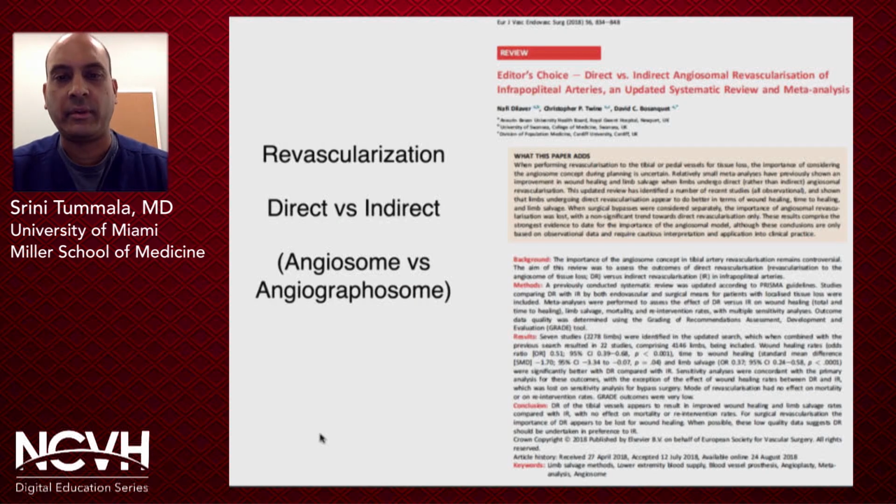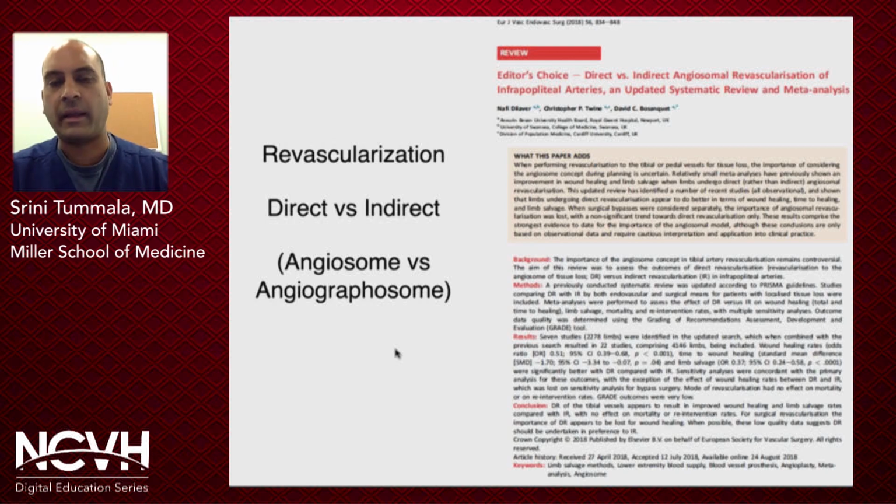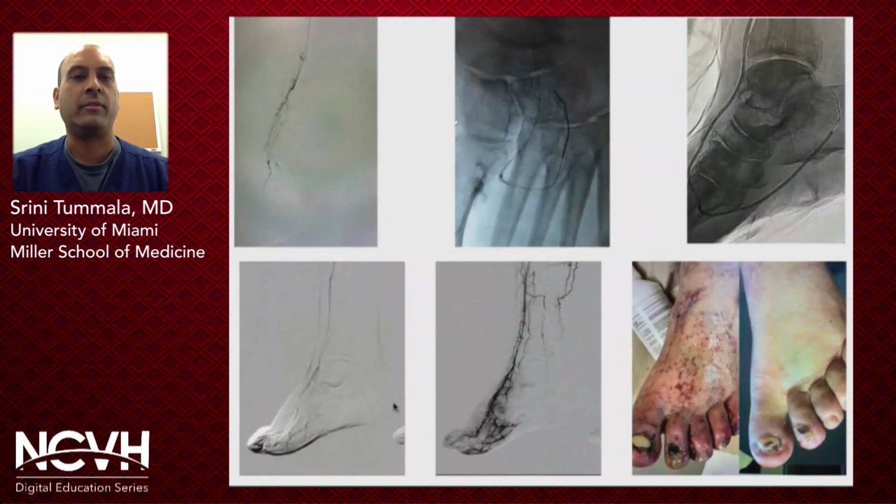Another concept that's very important when dealing with below knee and even below ankle interventions is direct versus indirect revascularization. I like to think of direct revascularization as the angiosome concept. In other words, I'm opening up a vessel that's directly in line with the abnormality I'm dealing with, versus the angiographosome concept, which means that I'm doing the angiogram and saying, even though there's not a specific blood vessel going to that area, collaterals from another blood vessel that I didn't expect are supplying that territory. And I'm going to show you two examples of those.